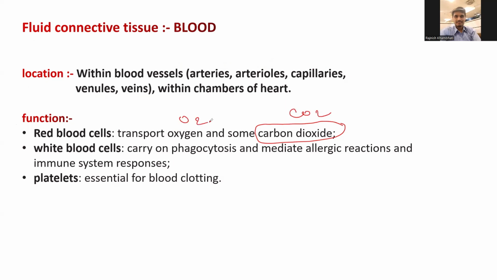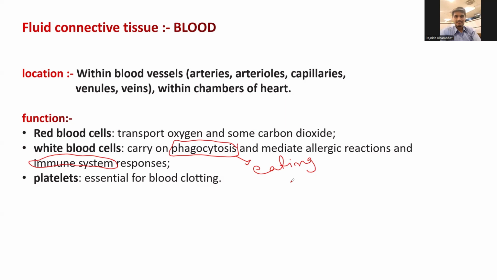Then WBC, white blood cells, carry on phagocytosis and mediate the allergic reaction of immune system responses. So WBCs are also known as immune system cells, immune cells, which will do the phagocytosis. Let me explain the phagocytosis. Phagocytosis means eating process.